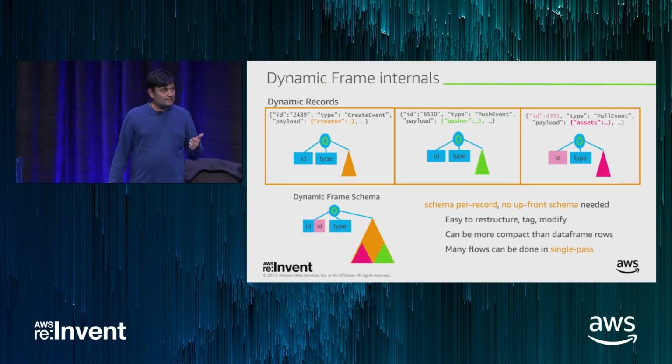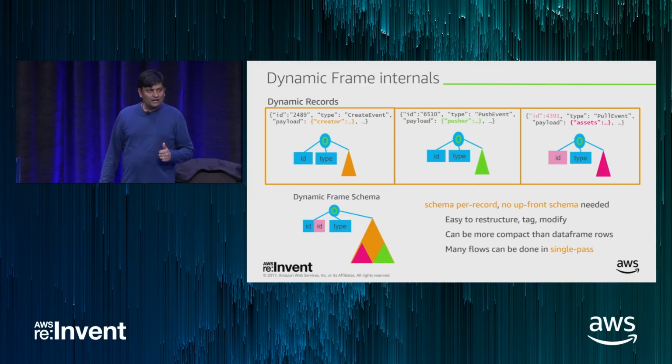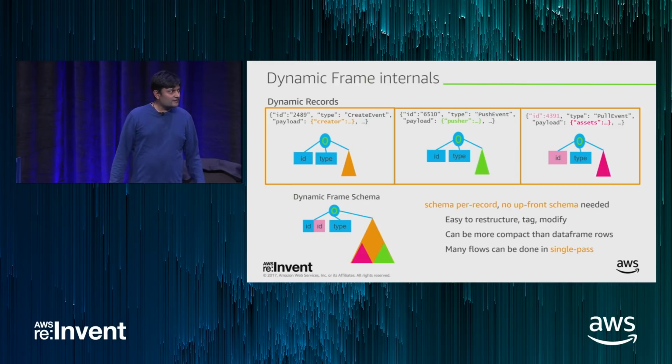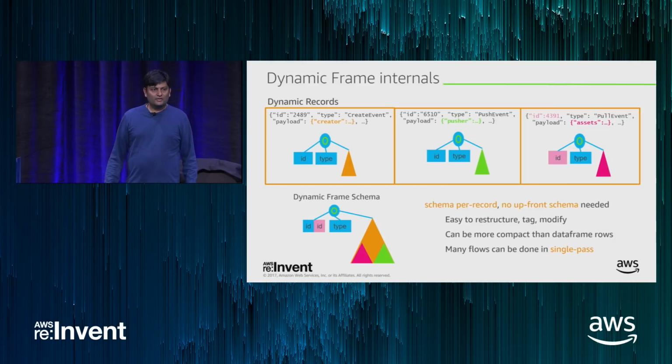What this means is it's really easy to do a whole bunch of restructuring transforms and modification transforms, and in many cases for semi-structured data, this representation can be more compact than a data frame row. An interesting consequence of all of this is that many simple flows, or even complex flows, as long as you don't force a schema computation, can be done in a single pass. So if you have terabytes or petabytes of data that you want to convert, you don't have to go over it twice.